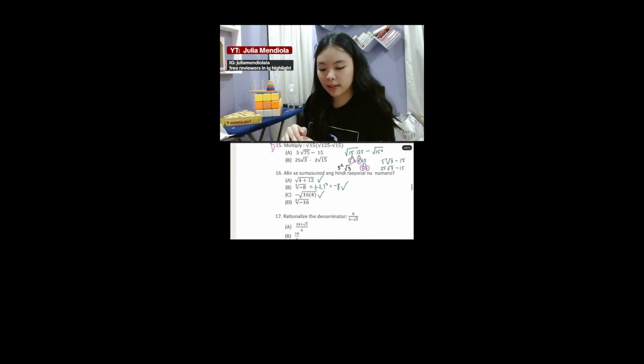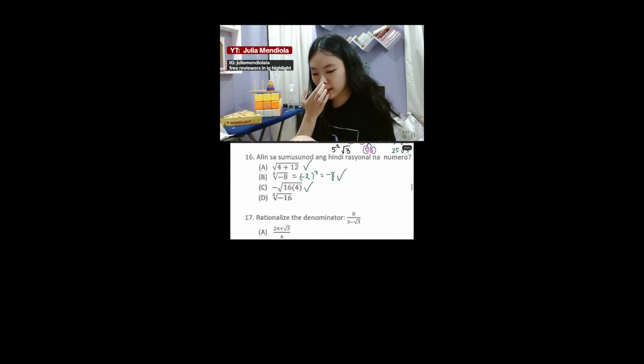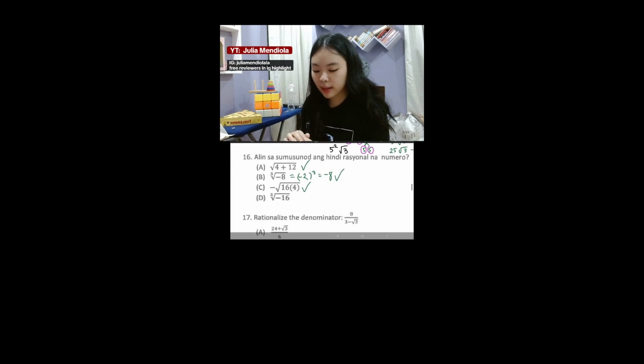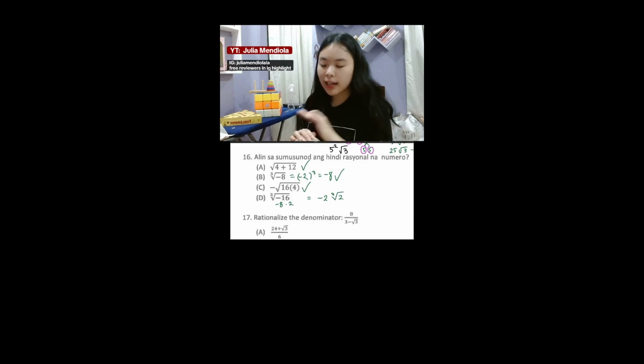Yun ba ang meaning nun? Pero sige. D daw ang sagot. Kasi, that would be negative 8 times 2. Pwede natin ilabas ang negative 8. That will give you negative 2 cube root of 2. I don't know, hindi ba rational ang negative 2 cube root of 2?